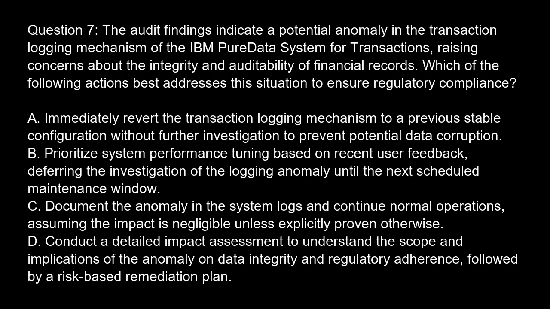Option A. Immediately revert the transaction logging mechanism to a previous stable configuration without further investigation to prevent potential data corruption. Option B. Prioritize system performance tuning based on recent user feedback, deferring the investigation of the logging anomaly until the next scheduled maintenance window. Option C. Document the anomaly in the system logs and continue normal operations, assuming the impact is negligible unless explicitly proven otherwise. Option D. Conduct a detailed impact assessment to understand the scope and implications of the anomaly on data integrity and regulatory adherence, followed by a risk-based remediation plan.